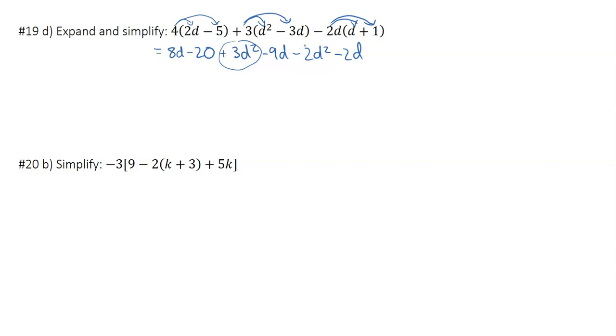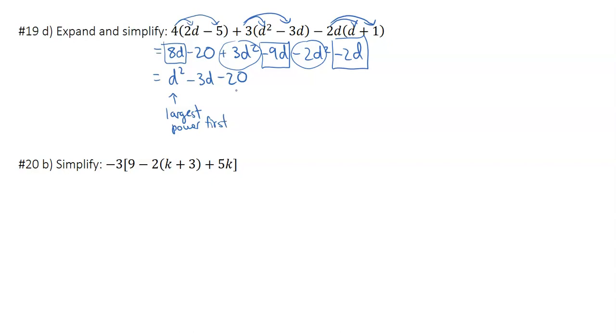We combine the like terms. There's the d squared terms. That gives me just d squared, or 1d squared. I combine the d terms. Don't forget the signs in front of them. So I'm going to have an 8d minus 9d is negative 1d, minus 2d is negative 3d, and then I'm left with a minus 20. Notice I write the largest power first, followed by the next largest power, followed by the number without any variable. So that's generally the accepted way, always the largest power first.